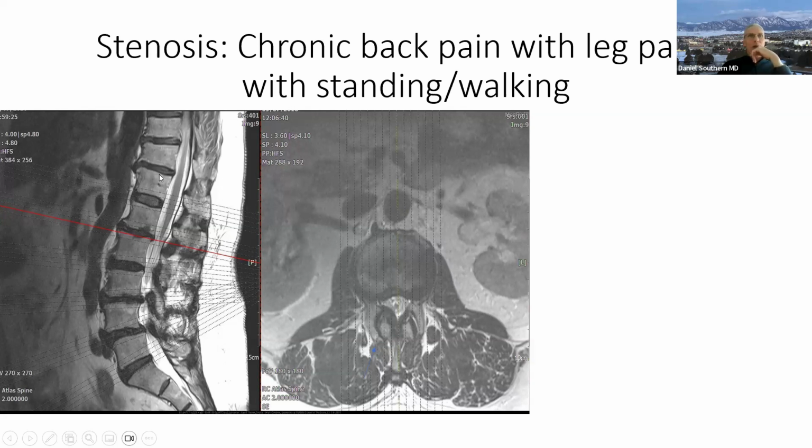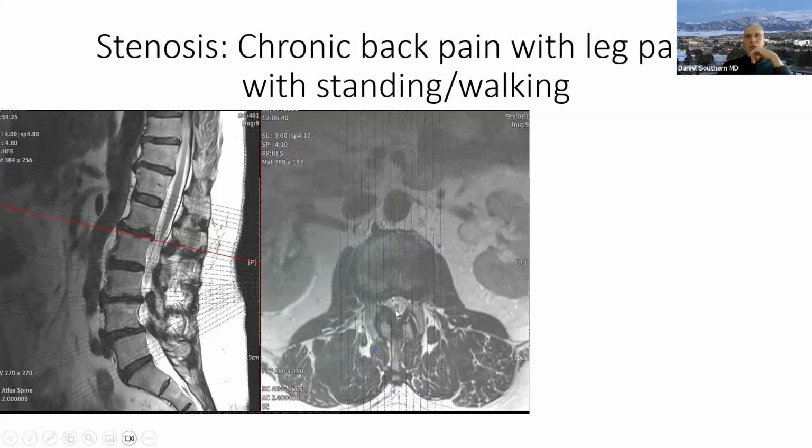Again, we're looking in long axis. These are the bones, stripes in between of the discs, central canal, and this is the cross section through this level right here. And as we come down in the central canal, what do we see is, oh my gosh, look at this. It looks like there's a bottleneck.